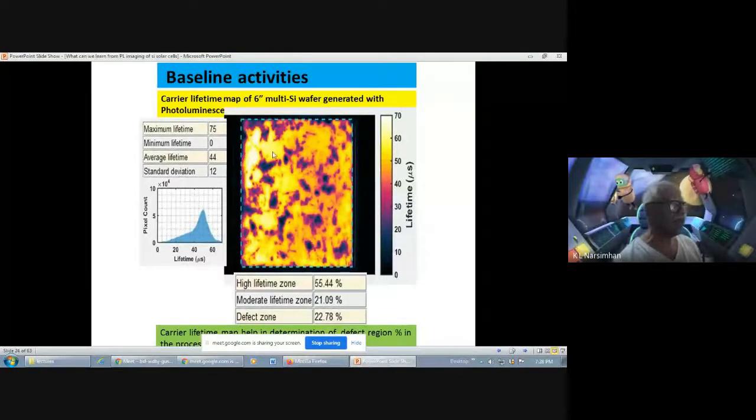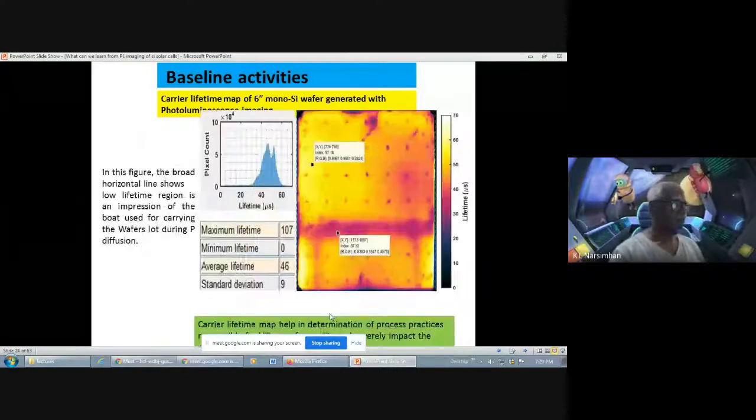Here's a very high lifetime region. Here the region is about 50 microseconds, and this pink is of the order of 30 to 40 microseconds, and the black can be anywhere between 0 to 20 microseconds. So you can quantify how much is the defect zone, what is the high lifetime zone, the moderate lifetime zone, and this is very useful if you are in industry and you want to buy wafers and quickly screen them without having to make solar cells. Okay, so you can see the advantage of this.